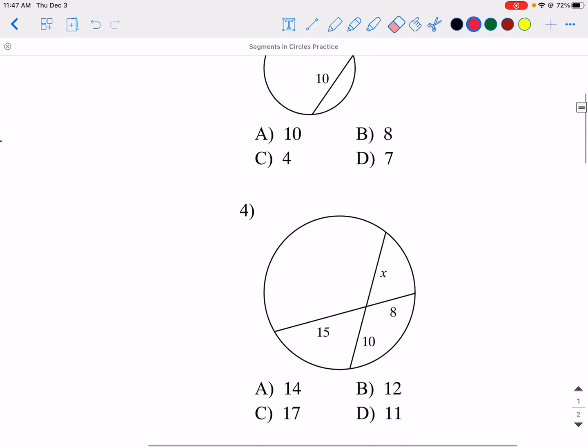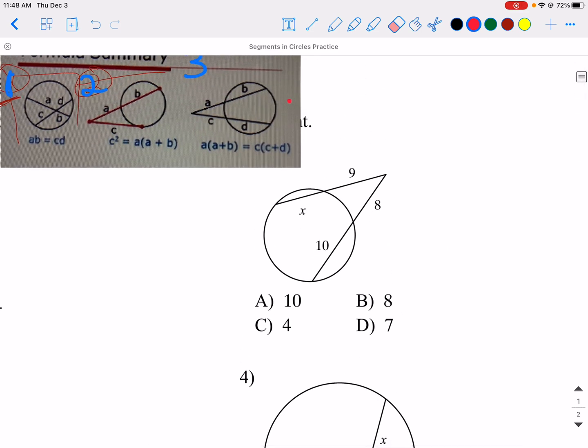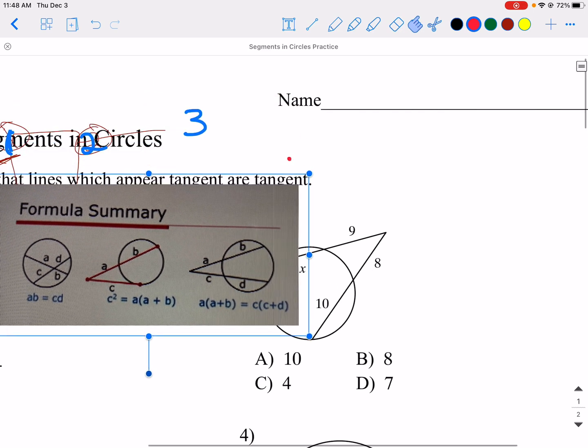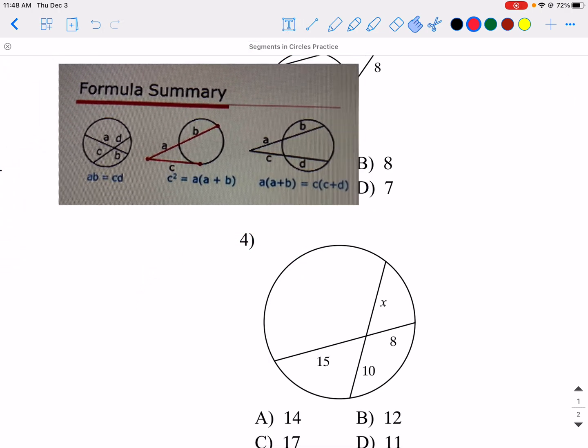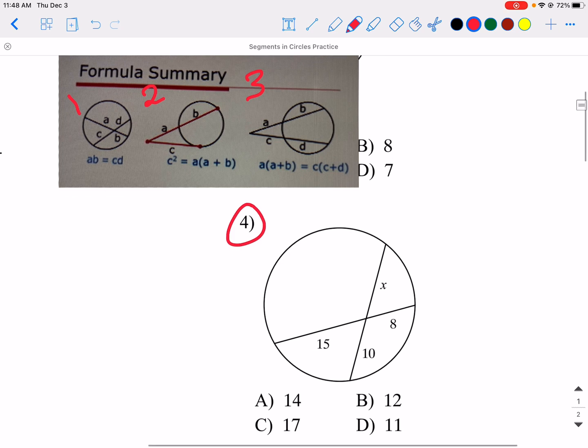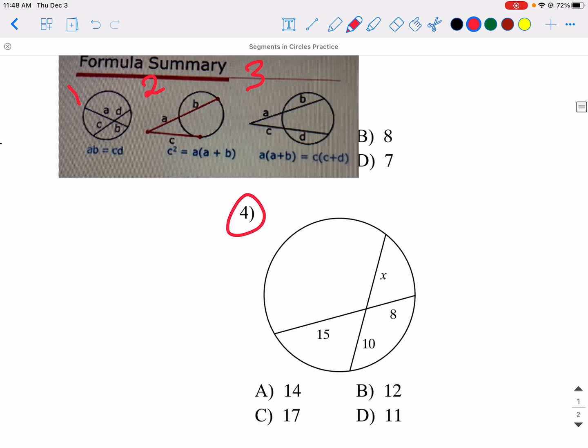All right, so let me see if I can find one. Let me bring this photo down. Okay, so I'm going to label my photo again 1, 2, and 3 for the formulas. Looking at number 4, I see that it represents this picture, which looks like number 1 up here. So my formula is AB equals CD. Now notice A and B, if I take AB here, it is on the same line. So it doesn't matter which one you start your letters with, but you have to have it on the same line.